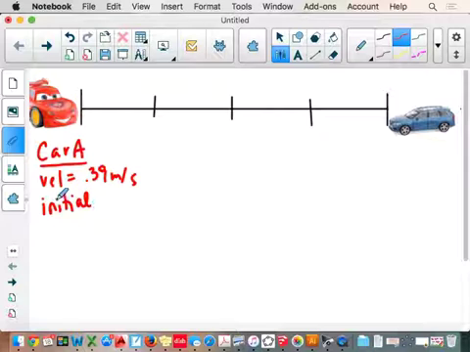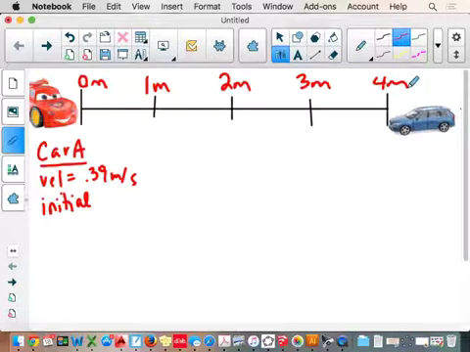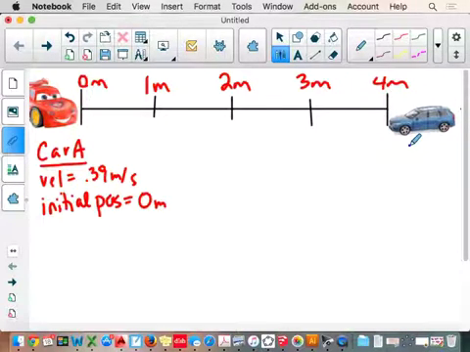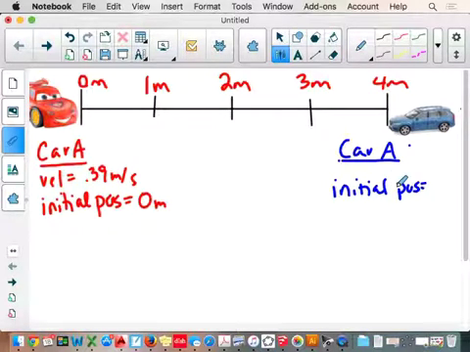If you look at the number line up here, I'm going to pretend this is a meter stick. All right, the initial position of the red car. Notice I lined up the front of the car at 0, which is what you'll want to do when we actually test these. The initial position is going to be at 0 meters. All right, now for car B, we have a starting position or an initial position of 4 meters.